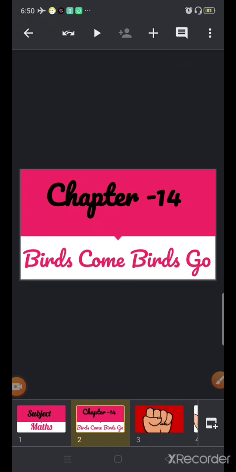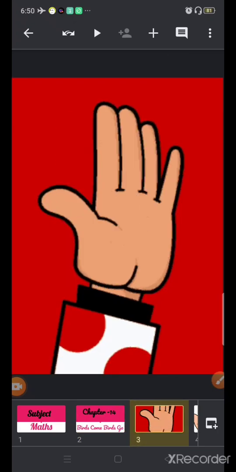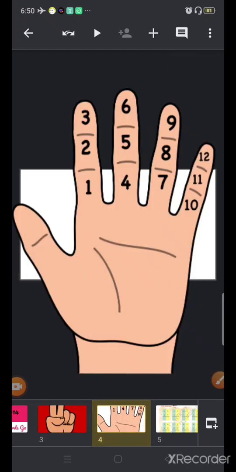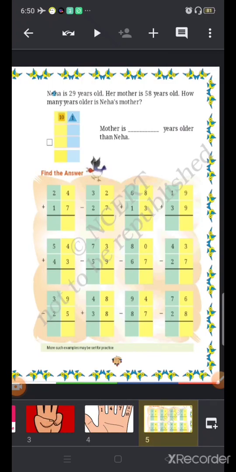In the previous video we did many questions related to chapter number 14, Birds Come, Birds Go. As I told you, this chapter is based on addition and subtraction. With the help of our fingers, or finger parts, we can add and subtract, isn't it? Today we'll continue with the same chapter, chapter number 14.